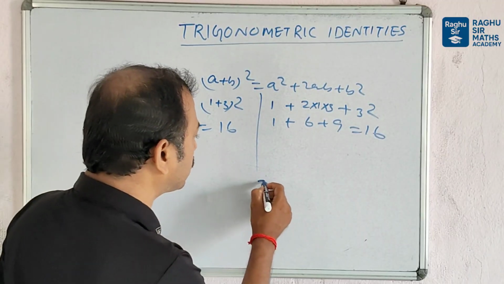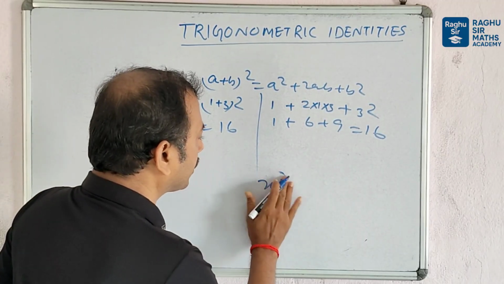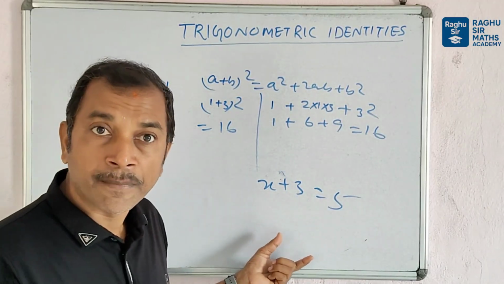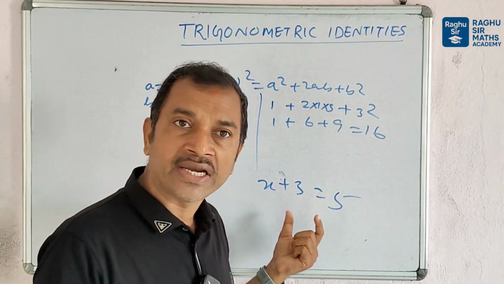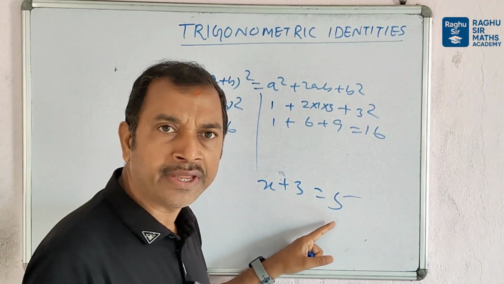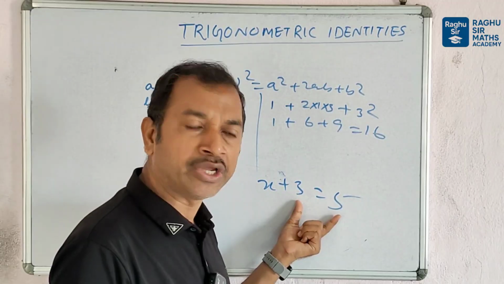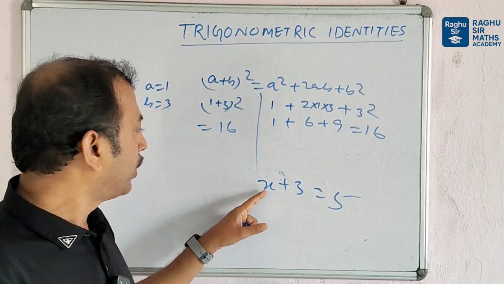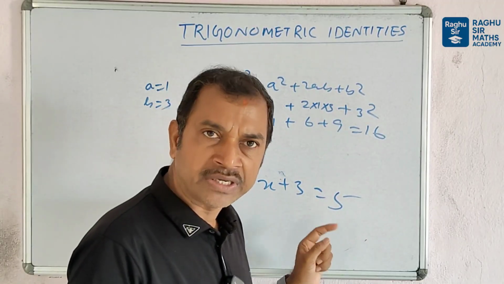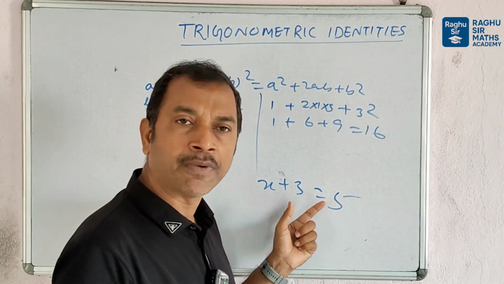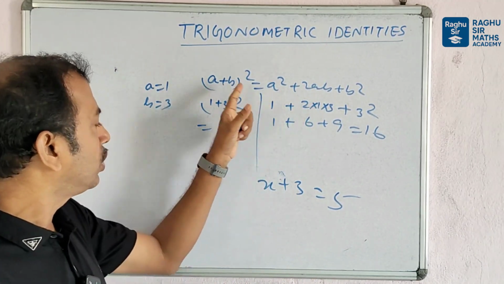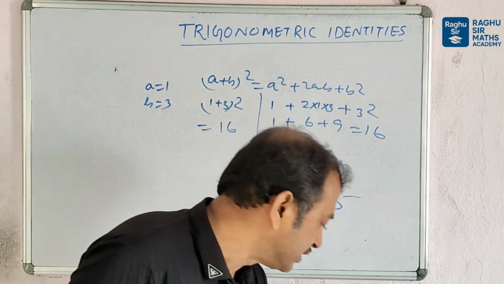Sir, this is the equation x plus 3 equal to 5. This is also an equation, but this is not an identity. Why it is not identity? Because any value you can put instead of x, it will not satisfy the equation. Suppose x value you are taking x equal to 5. So 5 plus 3 equal to 5 is impossible. So it is an equation, but this is not an identity. For identity, any value you can choose, LHS equal to RHS होना चाहिए.